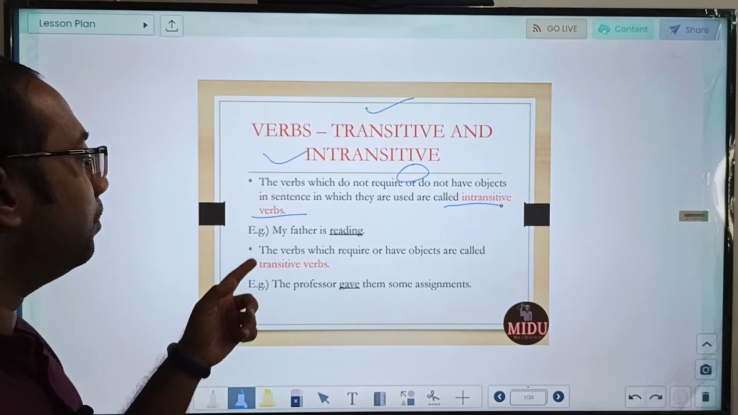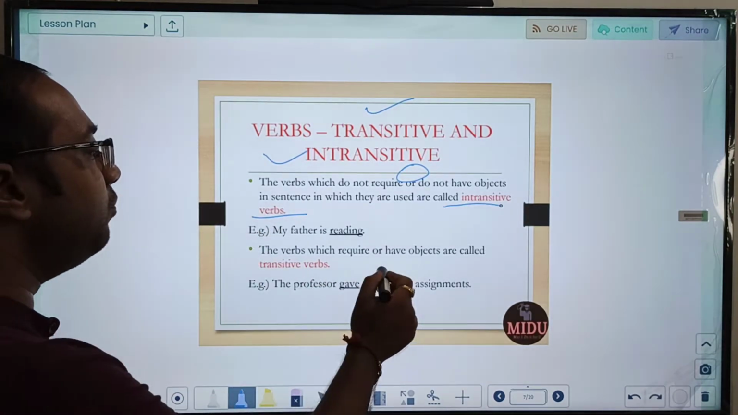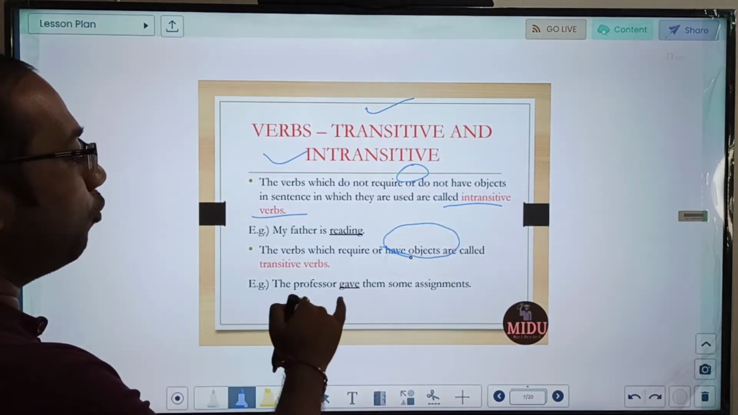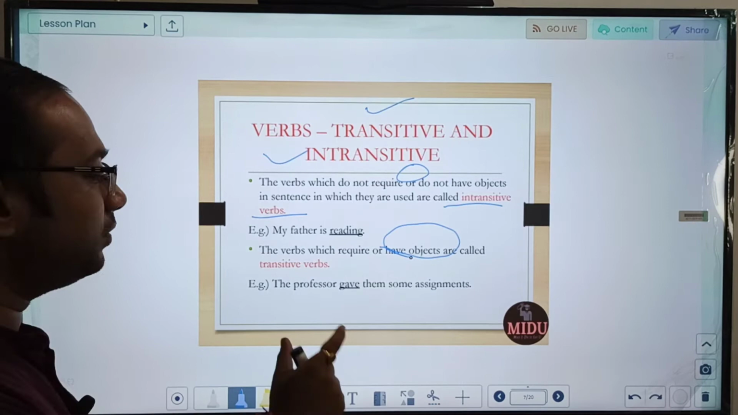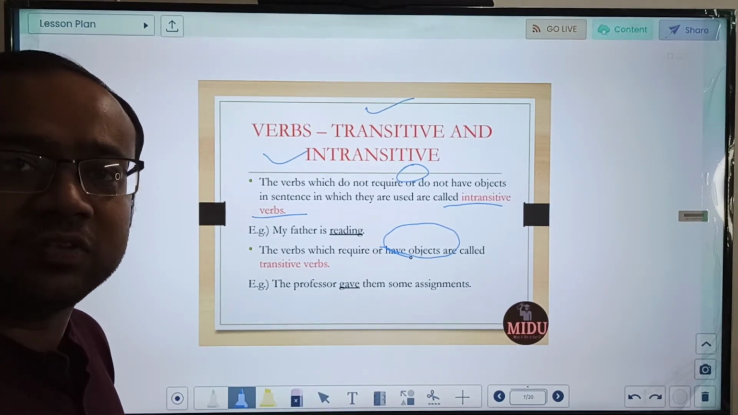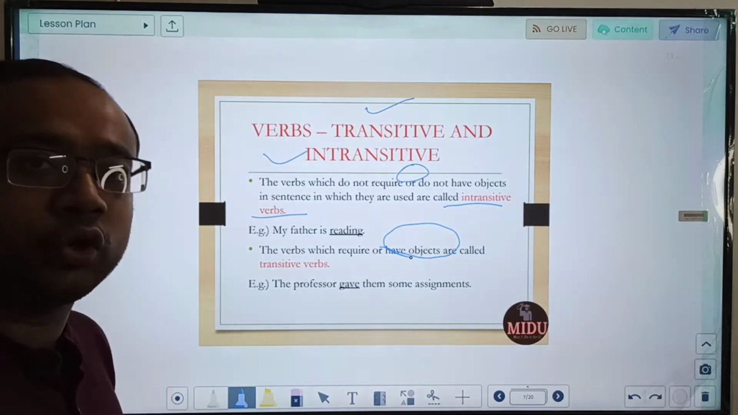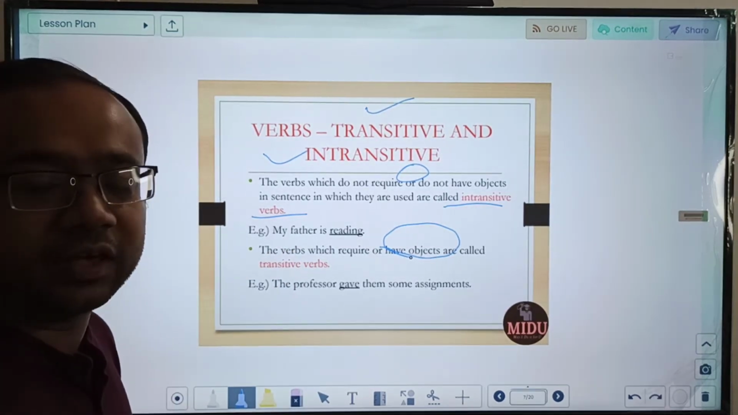This is an example of an intransitive verb. And transitive verbs are those in which we require objects. So, the professor gave them some assignments. If you had just ended the sentence as, the professor gave, it is incomplete. He gave what? The action is incomplete, so it requires an object. This is an example of a transitive verb. Let us move to the next part.